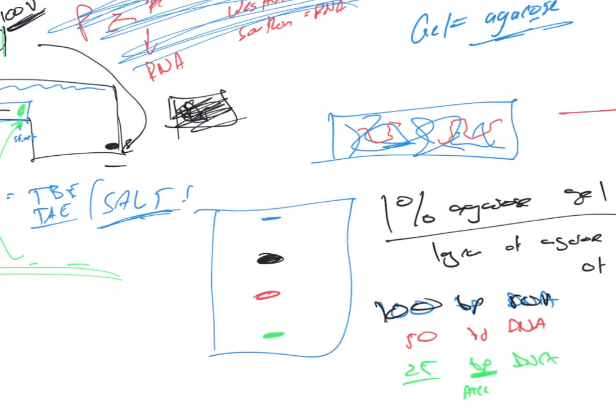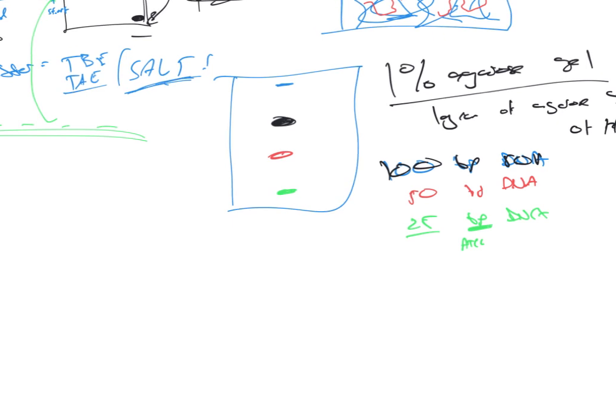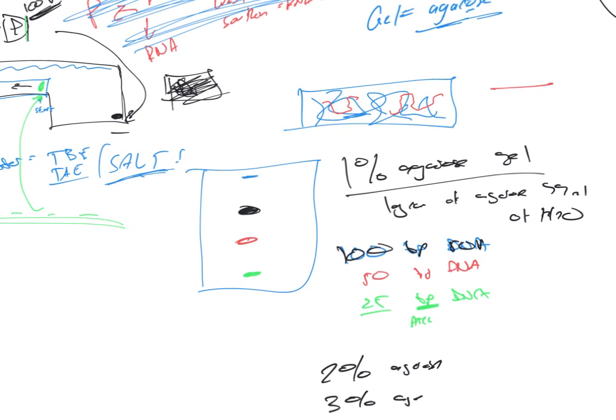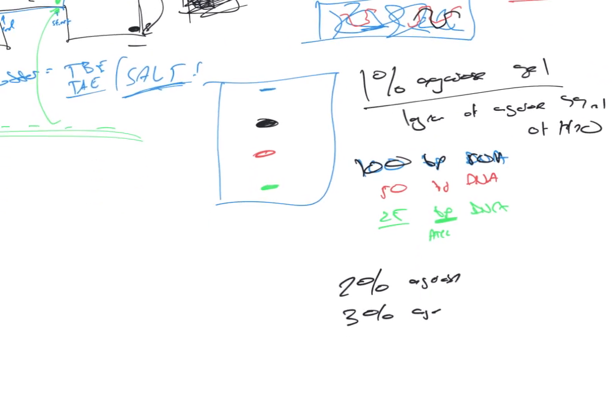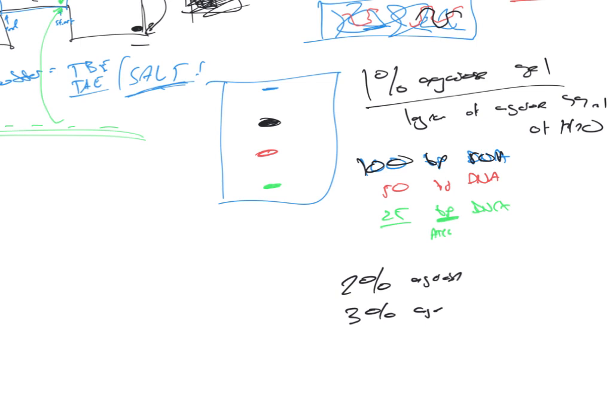So if the agarose is thicker, like if it was a 2% agarose gel, or if I had a 3% agarose gel, the DNA would travel slower because it takes more time for it to meander through. So we can slow down the rate the DNA travels through the gel by increasing the percentage of agarose, or by the size of DNA.